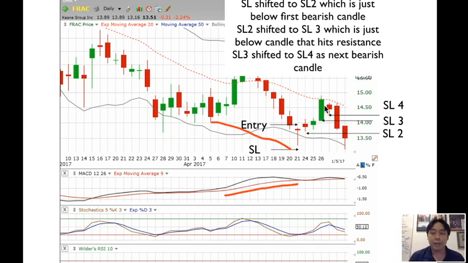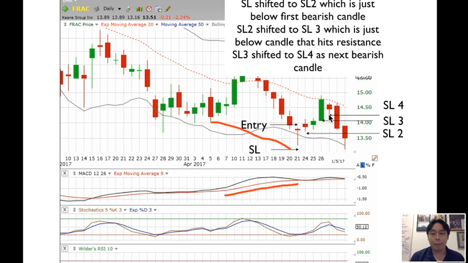okay? That brings it all the way up here, and lo and behold, it hits the resistance of the 20 EMA. What do we do? We now shift the stop loss from SL2 to SL3. Okay, so our stop loss is a few cents below this candle. Now the next day, does it go down? No, it's higher. Well, it's not high, it still goes down, but it's higher than the stop loss, doesn't get hit. We've got a bearish candle over here. So now we shift our stop loss to a few cents below this candle, which is the bearish candle.